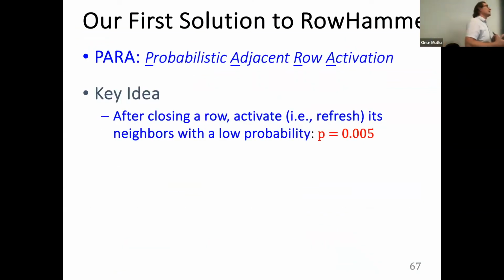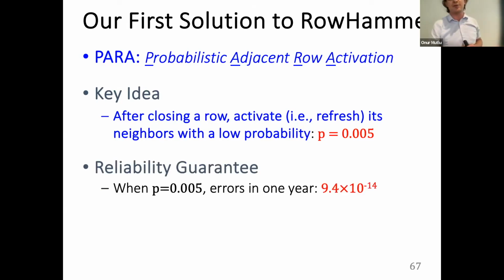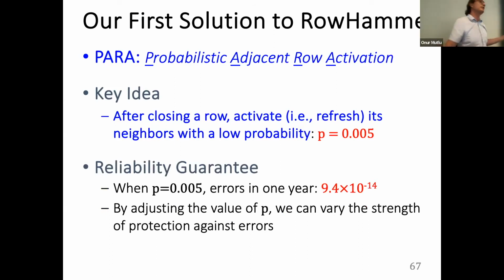So what was our solution at the time? The solution doesn't work today, as I will show you in a little bit. But our solution was probabilistic adjacent row activation. Essentially, we changed the memory controller or the DRAM chip. And when the memory controller closes a row, it activates its neighbors with a very low probability. So this is a probabilistic solution. And we show that you get a reasonably good reliability guarantee.